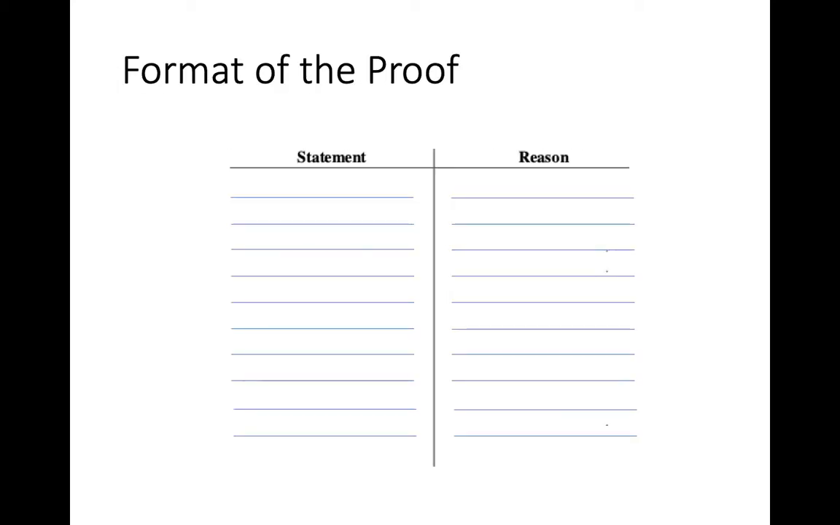Let's look at what the format of the proof looks like. It's a T-chart just like this, where on the left you have statements that you're going to make, and on the right you're going to put the reasons that you made those statements, the justification for those statements.